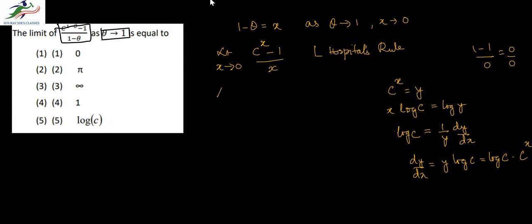the differential as limit x tending to 0, differential of numerator would be c to the power x log c, and differential of denominator would be 1. So now we can substitute the value of x equal to 0, so c to the power x will be equal to 1. So therefore this becomes equal to log of c, and in the given options we can see option 5 is given as log c, which is the correct choice.